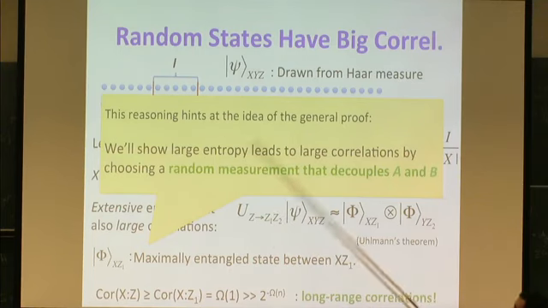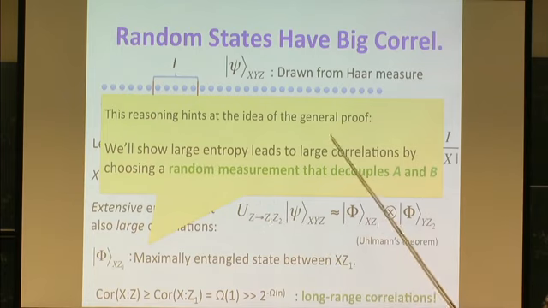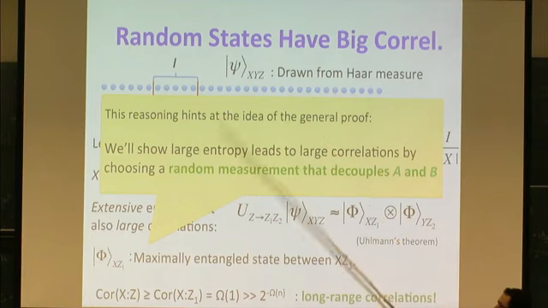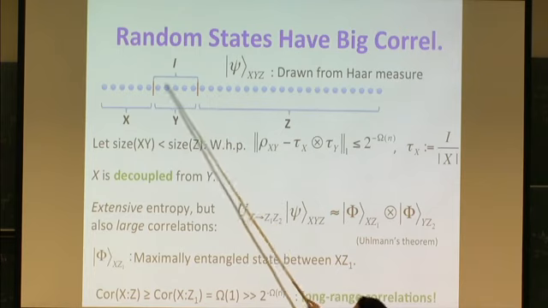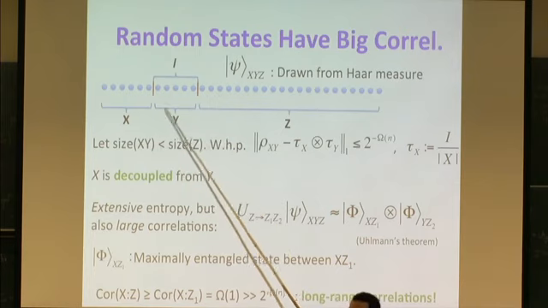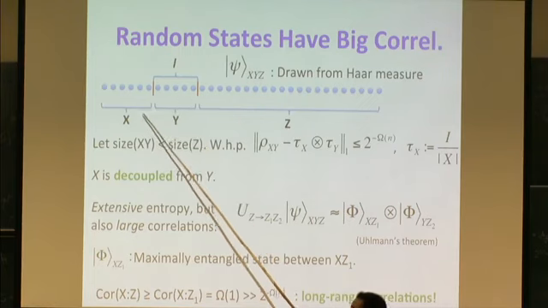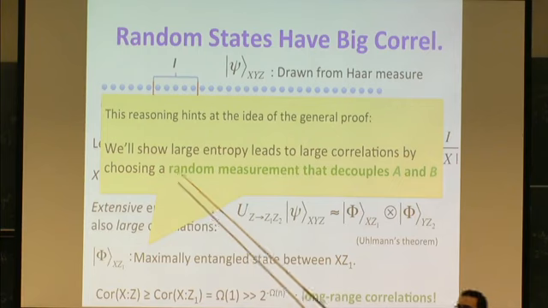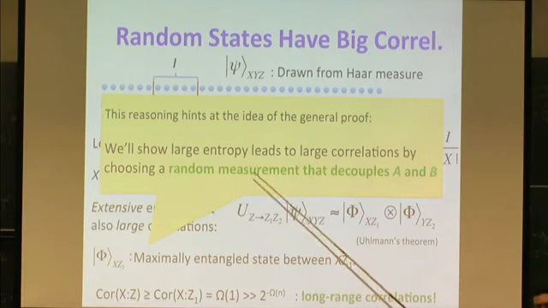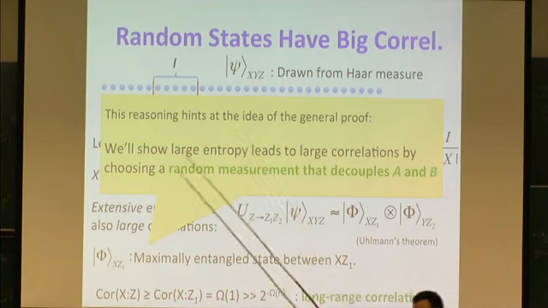For the general proof, what we try to do is to show that large entropy leads to large correlations by mimicking what happens here. What was nice here is that the entropy of x and y was so large that the state had to be close to maximally mixed, and this leads to large correlations by decoupling. Usually we won't have this situation, but we can try to get close to it by first making a measurement on the region x and trying to decouple it from y.